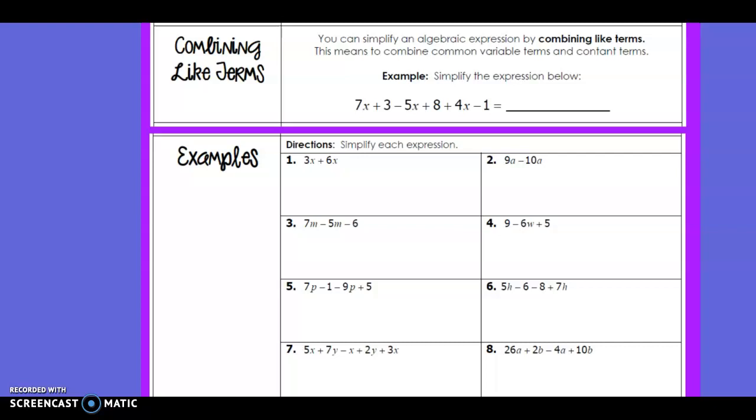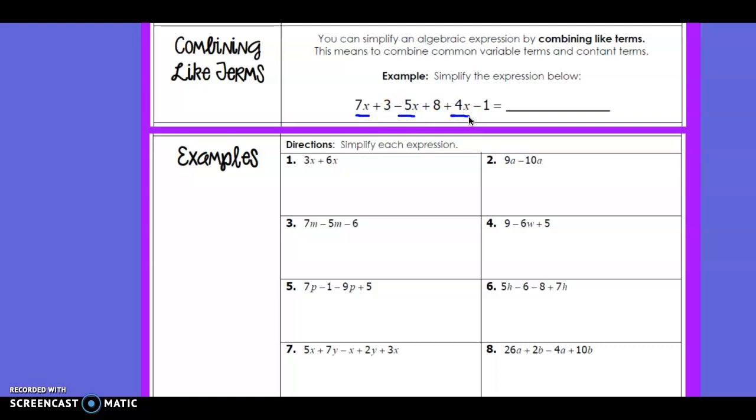So looking at the first expression here, 7x plus 3 minus 5x plus 8 plus 4x minus 1. Let's look at what terms might be considered like terms. So first of all, we look for things that have the exact same variable. They have to be identical with the same exponents and everything. So I see a 7x, a negative 5x, and a positive 4x. I'm going to combine those together.